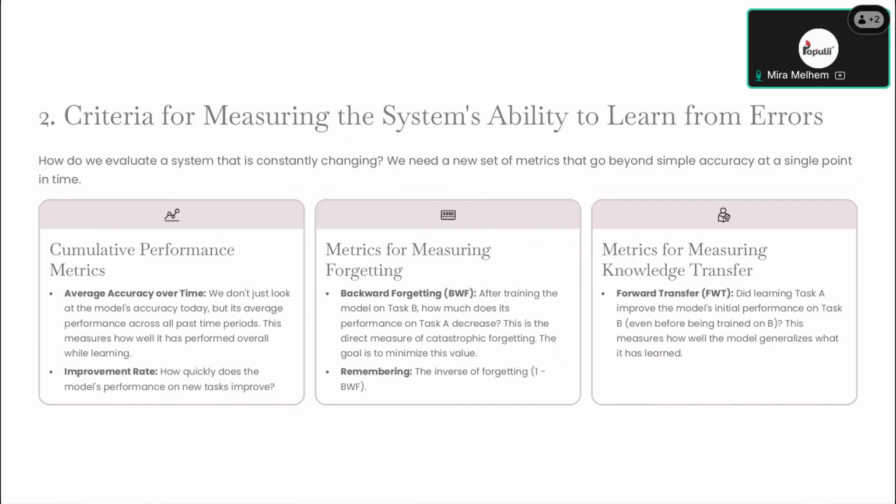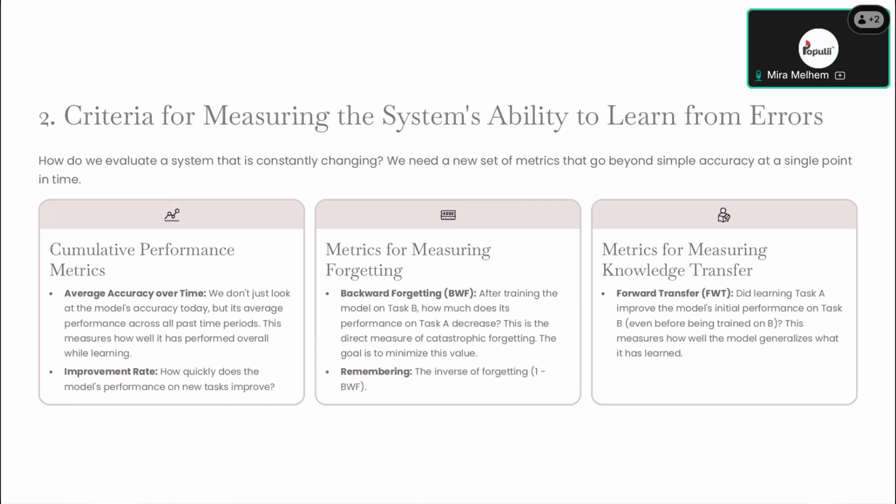When a system keeps changing and improving over time, evaluating it becomes a different challenge. We can't rely on a single accuracy score taken at one moment. We need a metric that reflects performance across time, something that understands time data and knows how to evaluate the data at each moment in time. Let's break down these metrics. We've got three groups of these metrics.